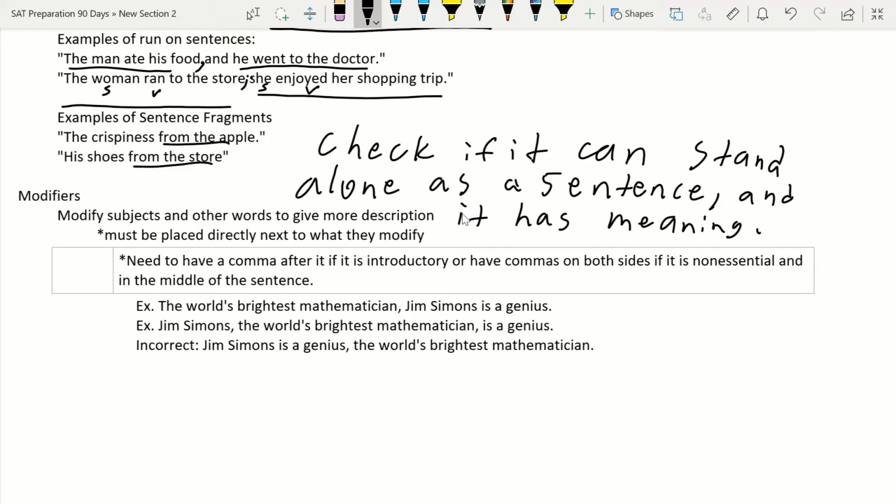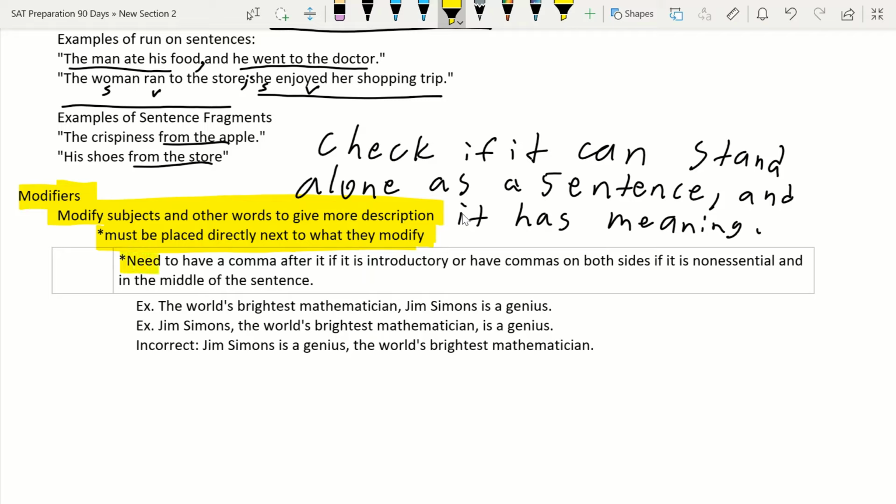All right, so now we've got modifiers. So modifiers, they're going to modify your subjects and other words to give them more description, right? So modifiers, they have to be placed directly next to what they're going to modify. So I would recommend putting these three lines down in your notes. So we have modifiers, they modify subjects and other words to give a more complete, more accurate description. And they have to be placed directly next to what they modify. That's the big idea here, is if you have a modifier, a modifying phrase, it has to be directly next to what it's going to modify.